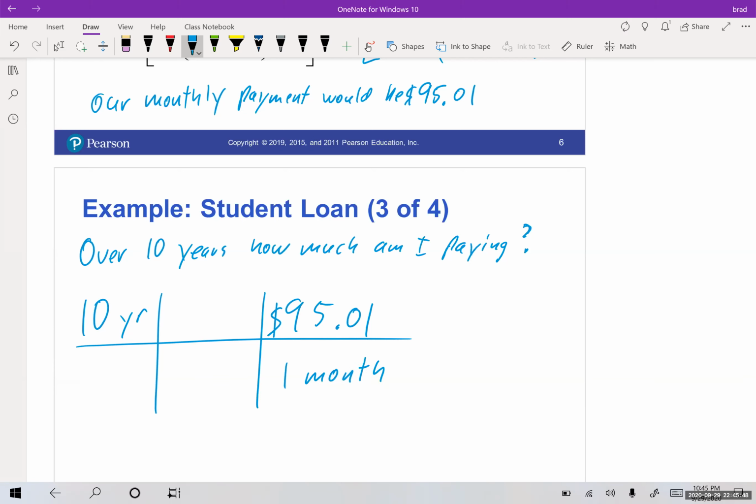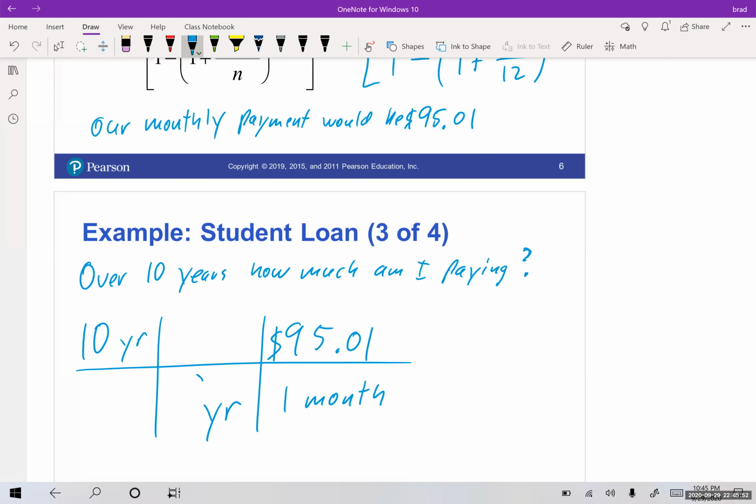So we need something that's going to cancel years in the denominator. So I'm just going to put years here because I know I need to cancel it. And I know I need to cancel months. So I need something that can be a relationship between months and year. Well, I know that there are 12 months in 1 year. Okay, so that is my unit ratio. So if I do this, I now can cancel years with years. I can cancel months with months. And now I'm just left with dollars.